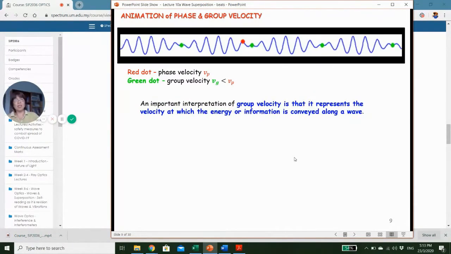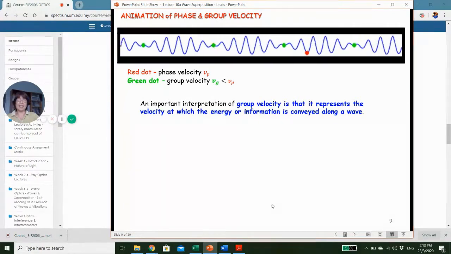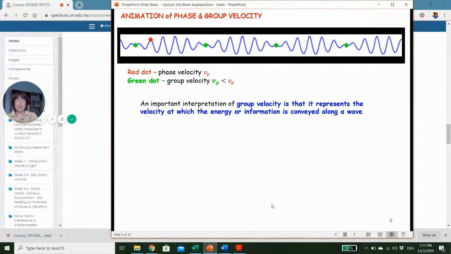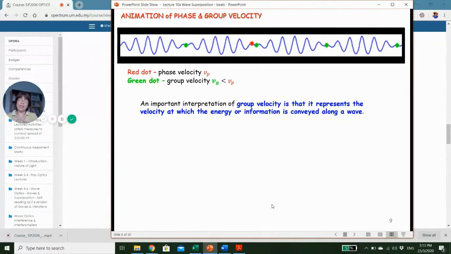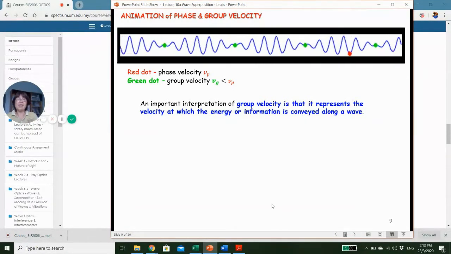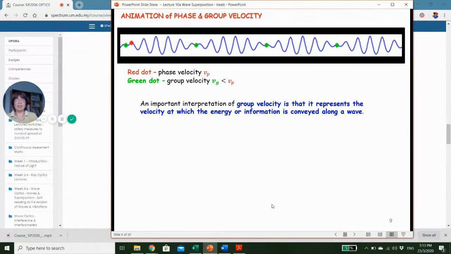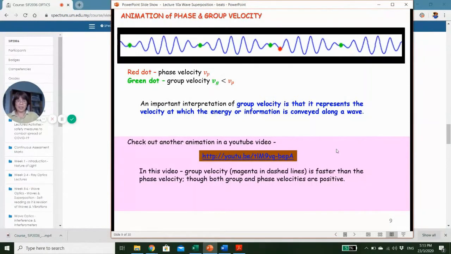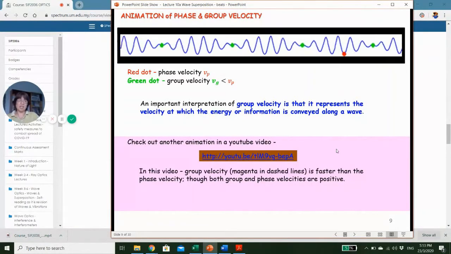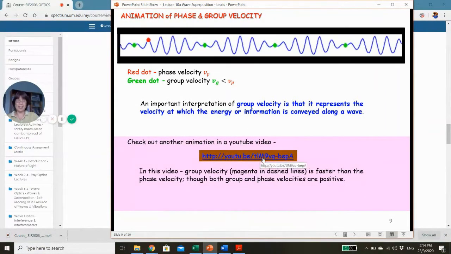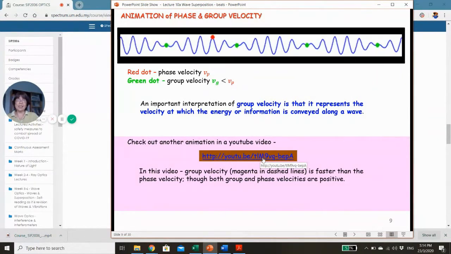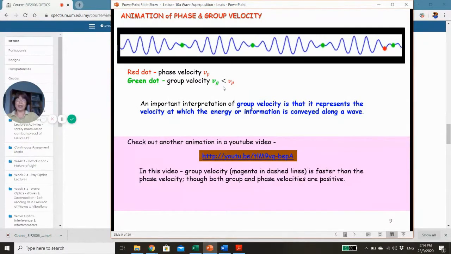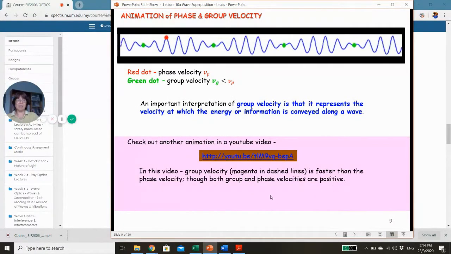An important interpretation of group velocity is that it represents the velocity at which the energy of the wave, or in this case, the information, is conveyed along a wave. You can check out an animation in a YouTube video given by this link here. And you will see in this case the group velocity is traveling at a higher speed than the phase velocity.